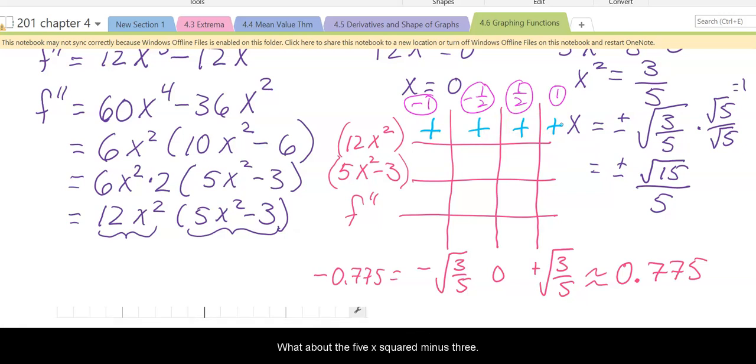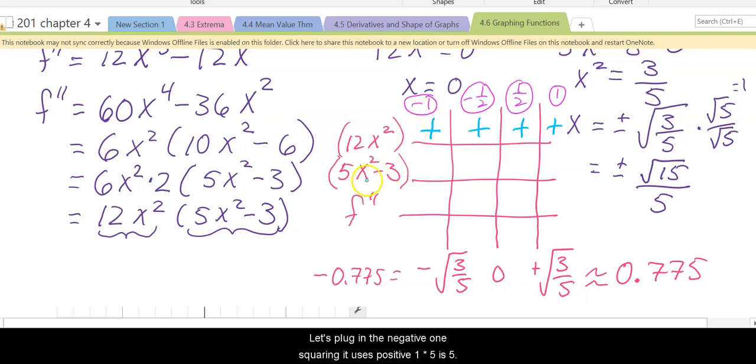What about the 5x squared minus 3? Let's plug in the -1. Squaring it gives us +1 times 5 is 5. 5 minus 3, that's positive. If I were to plug in the 1 on the right, I'd get the same thing since -1 squared and 1 squared are both 1. That means that this one is also positive.